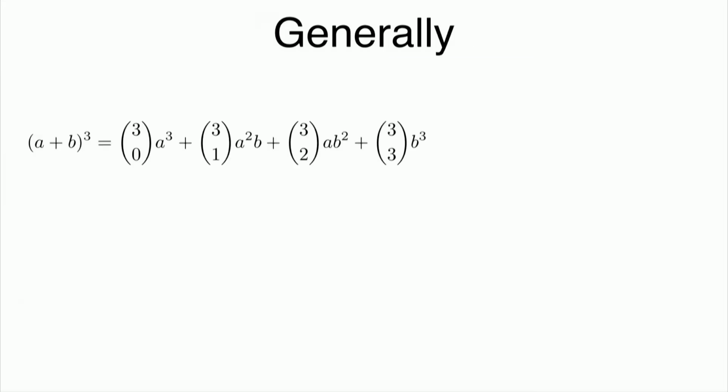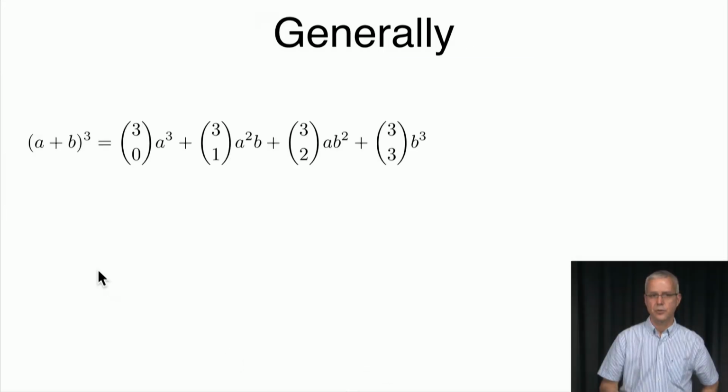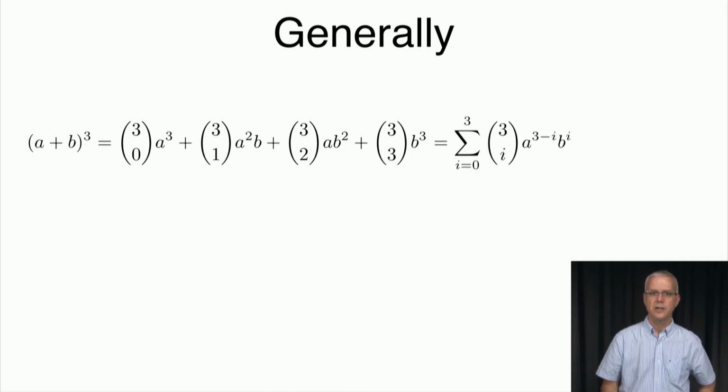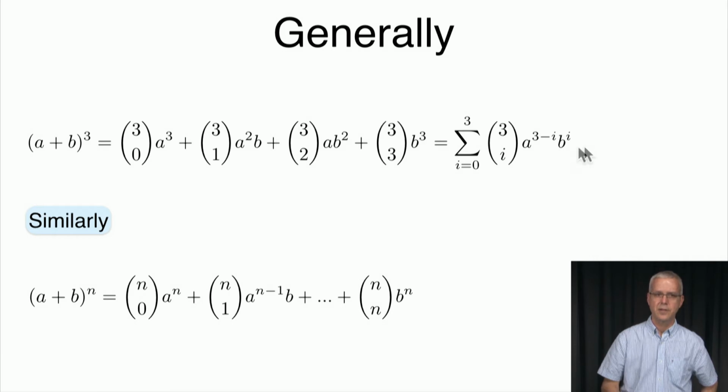Right? And generally, we just saw that a plus b cubed is this term here, which is the summation i going from 0 to 3 of 3 choose i, a to the 3 minus i, b to the i. And similarly, if we have a plus b to the n, it's going to be n choose 0 times a to the n. That's how many ways we can select: we have n terms, we need to select 0 b's. And here we have n terms, we need to select a single b. That's n choose 1. Here we have, again, n terms.